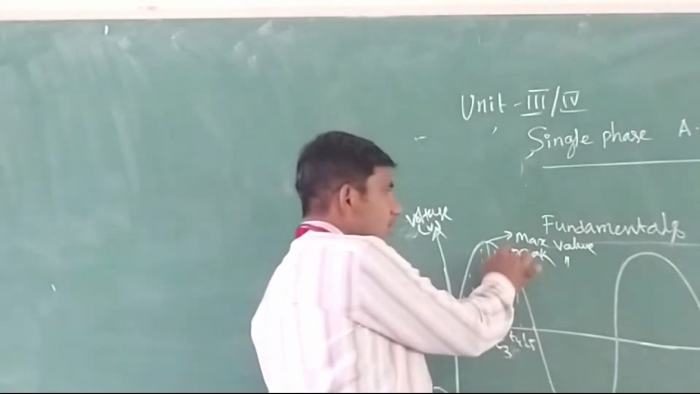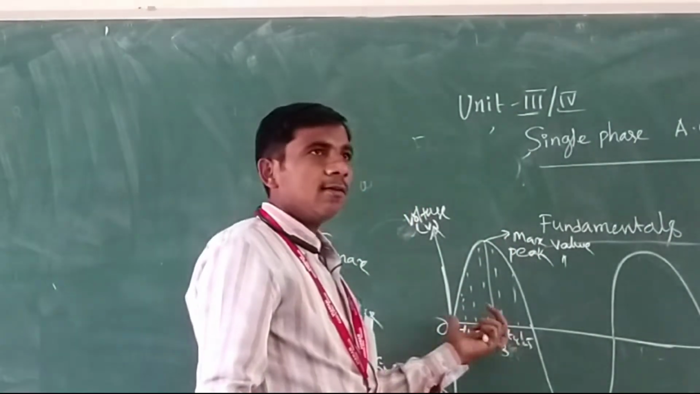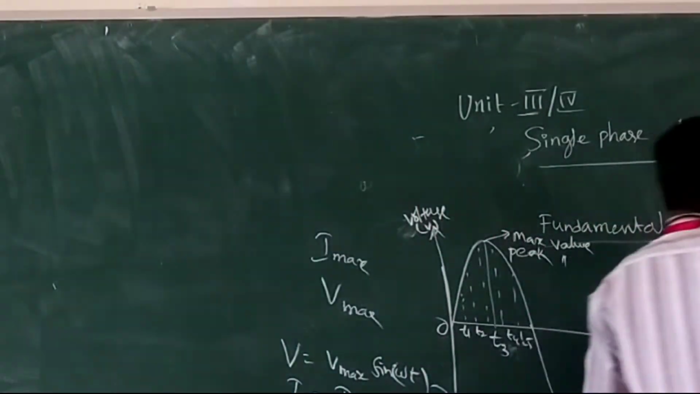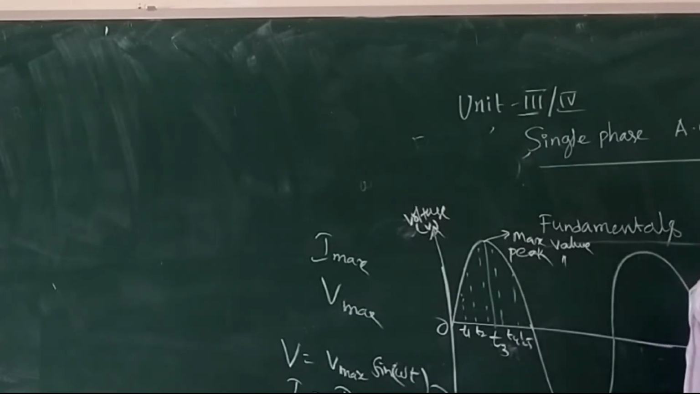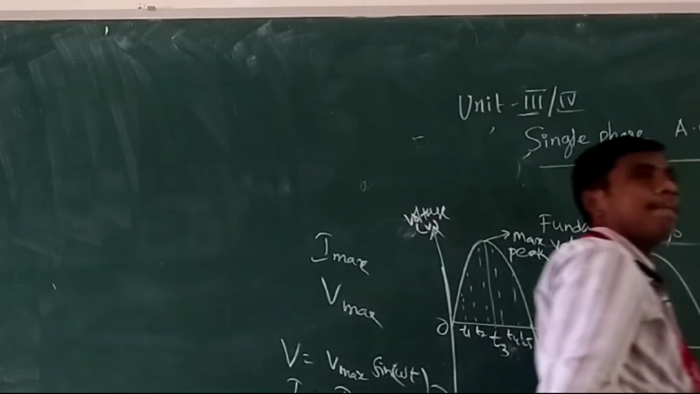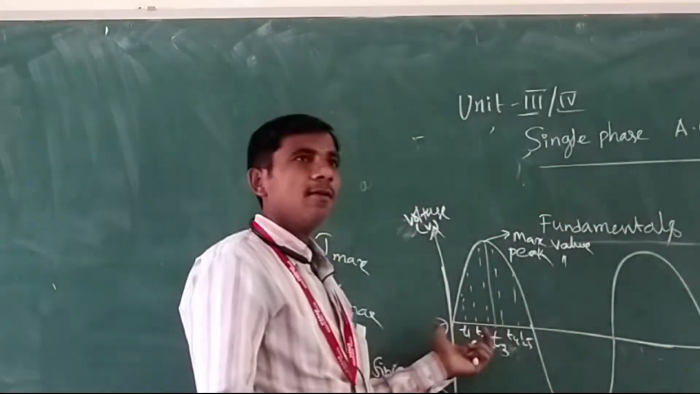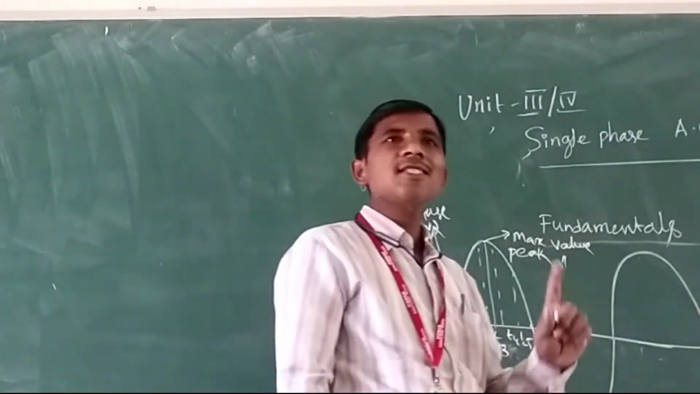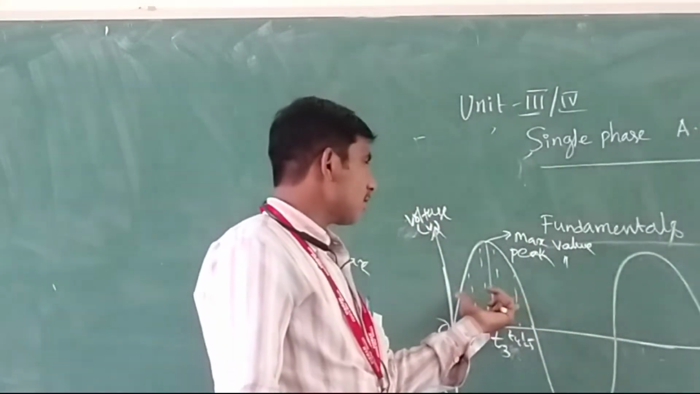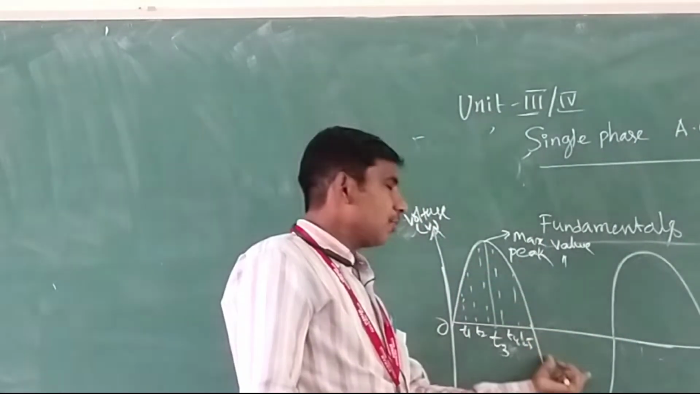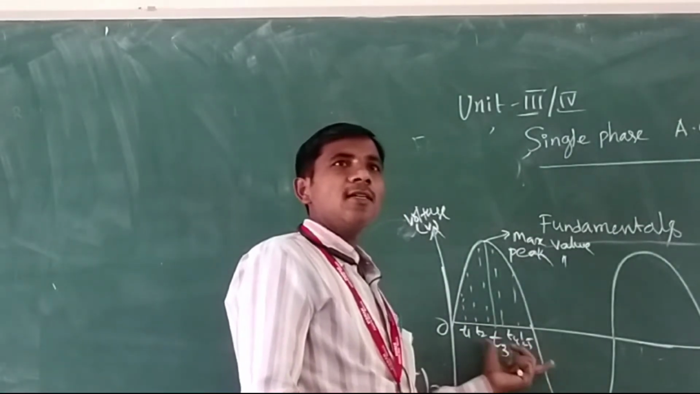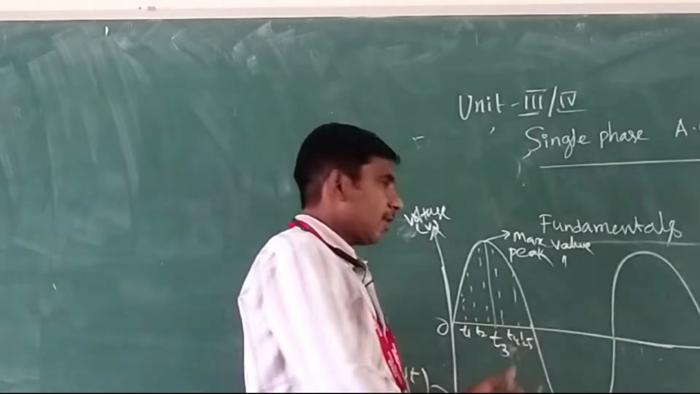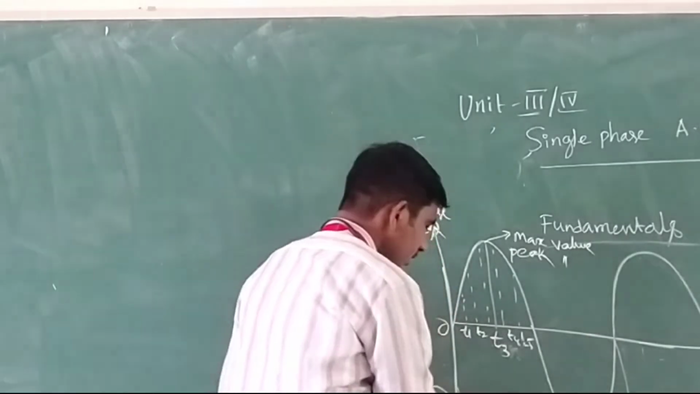Next, what is a cycle? A complete cycle. Next is time period or cycle. What is meant by a cycle? The positive cycle and negative cycle combined are called one complete cycle, or simply a cycle. A single cycle means one positive side and one negative side of the AC voltage considered as a cycle. This is called one cycle.